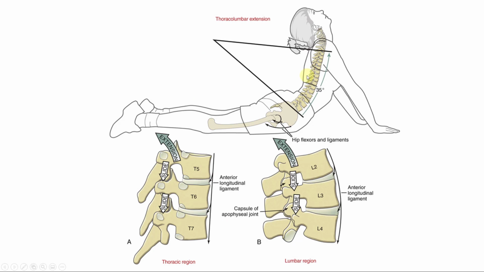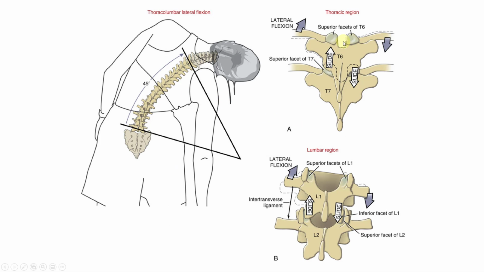Extension, you have about 35 degrees of extension. You have more in the lumbar spine than you do in the thoracic spine. You're accentuating the curve here, you're flattening the curve there. And here's your extension, looking at the sliding that's happening, again not at the disc or the vertebral bodies, but at the facet joints. That's where the movement's actually occurring. Lateral flexion, about 45 degrees. Again, one side is dropping, the other side's elevating, so you're getting that facet movement.